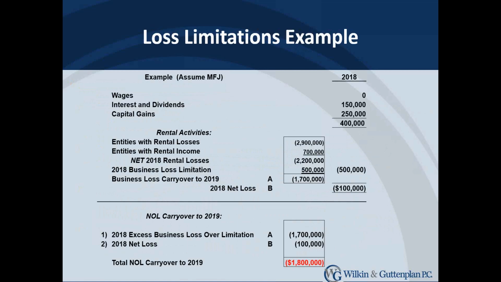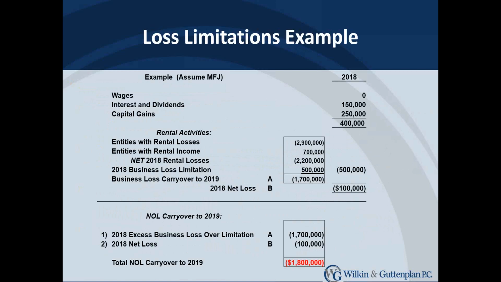This particular couple has no wages. They have interest and dividends of $150,000 and capital gains of $250,000. So they have other sourced income of $400,000, and they're real estate professionals, and they have rental properties that generated $2.9 million of losses, and then they had some rental properties that generated $700,000 of rental income. Their net rental losses are $2.2 million.